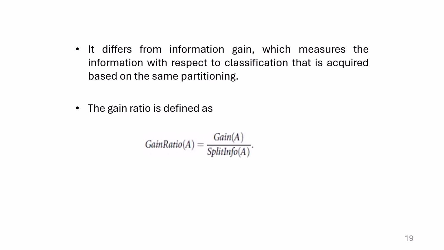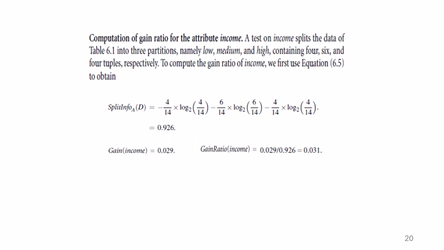Gain ratio differs from information gain, which measures the information with respect to the classification that is gained based on the same partitioning. Gain ratio is defined as gain ratio of A equals gain of A divided by split information of A. The computation of gain ratio for the attribute income.